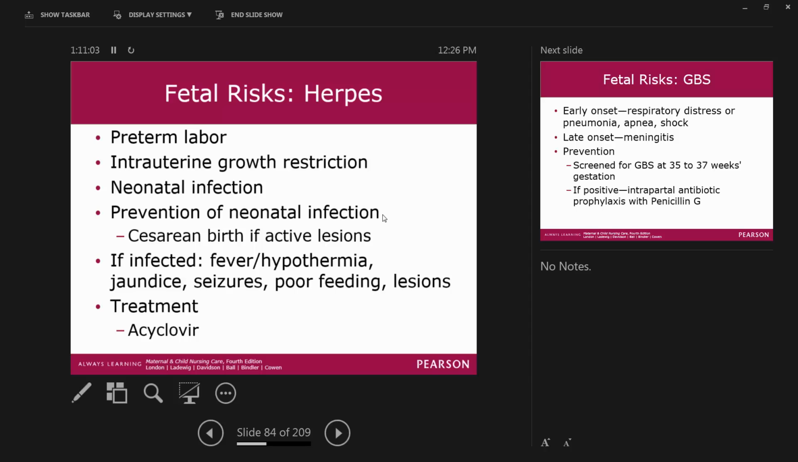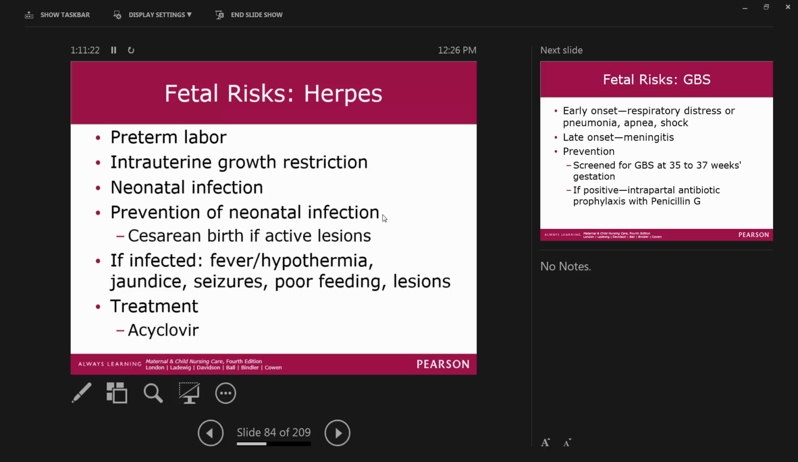Is it worth the risk to have a vaginal birth with herpes? If you have no lesions, yeah, we do it all the time, and it's pretty rare that it gets transmitted. Okay.